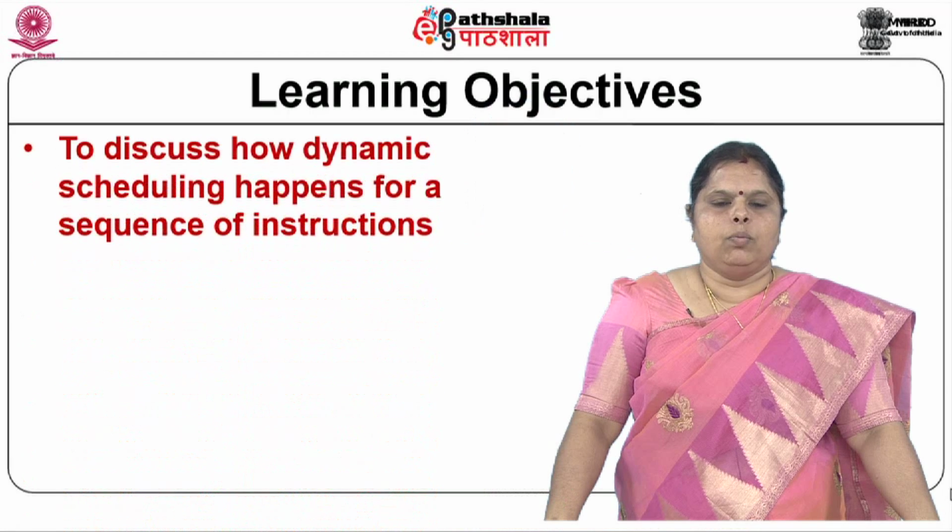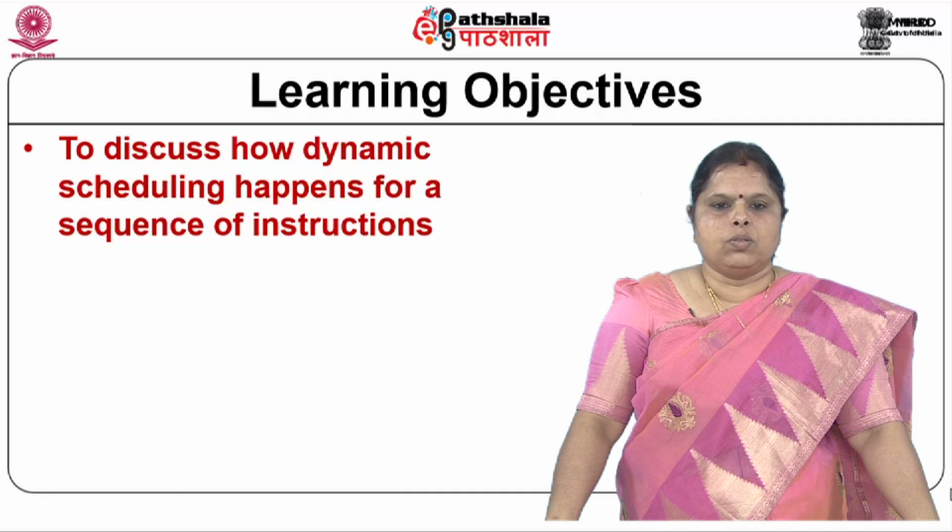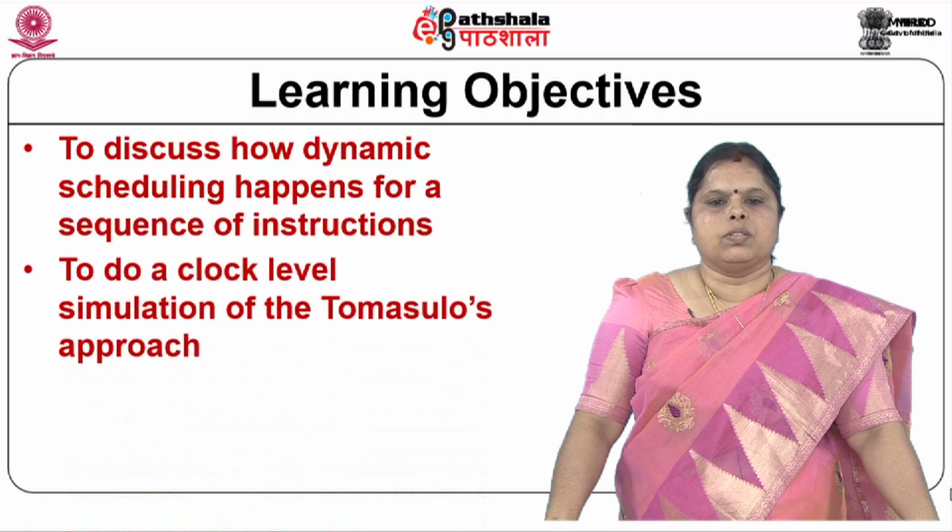So today we look at an example for dynamic scheduling. In the previous module we looked at how dynamic scheduling can be done using Tomasulo's approach. In this module we look at a sequence of instructions and see how dynamic scheduling happens for them. These instructions will not involve a branch instruction. We will do a clock level simulation of Tomasulo's approach, to understand how instructions are issued, how they enter out of order execution and complete execution out of order.